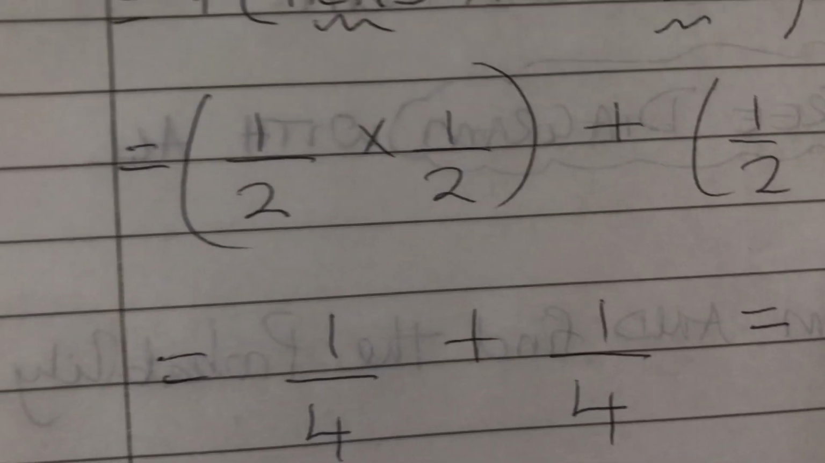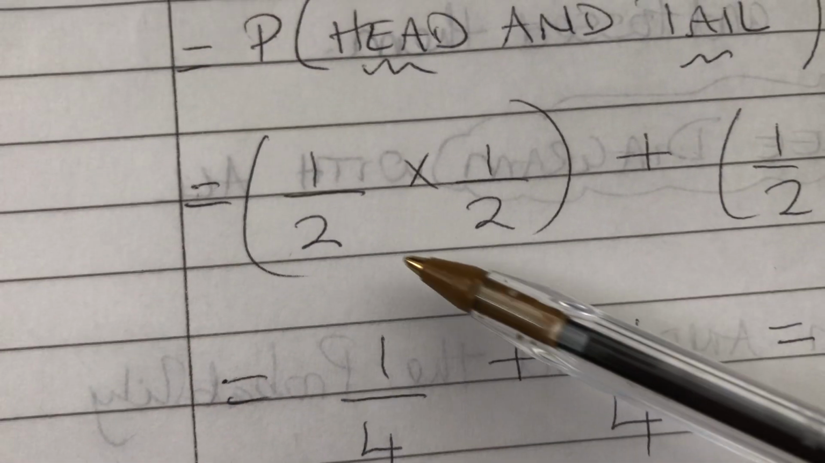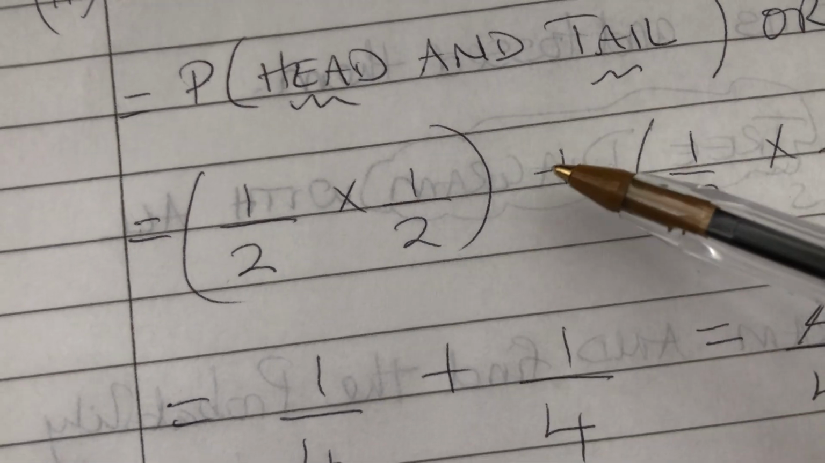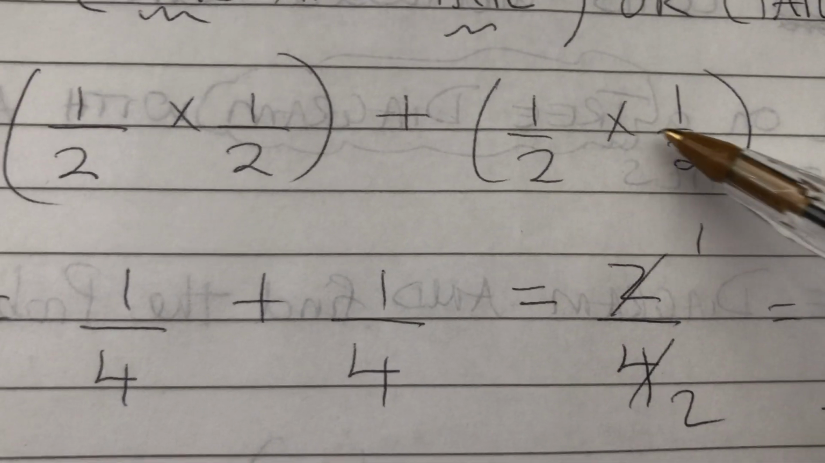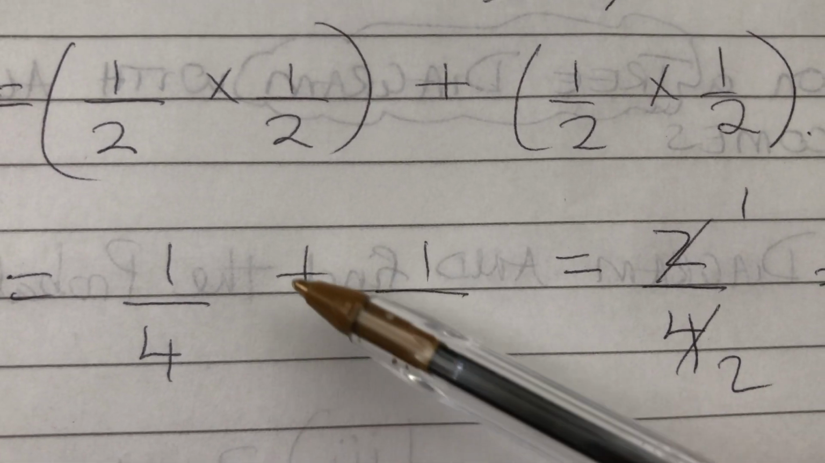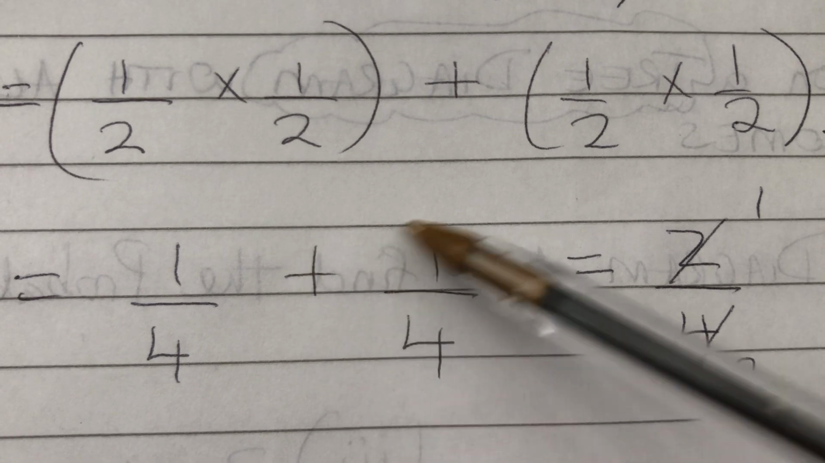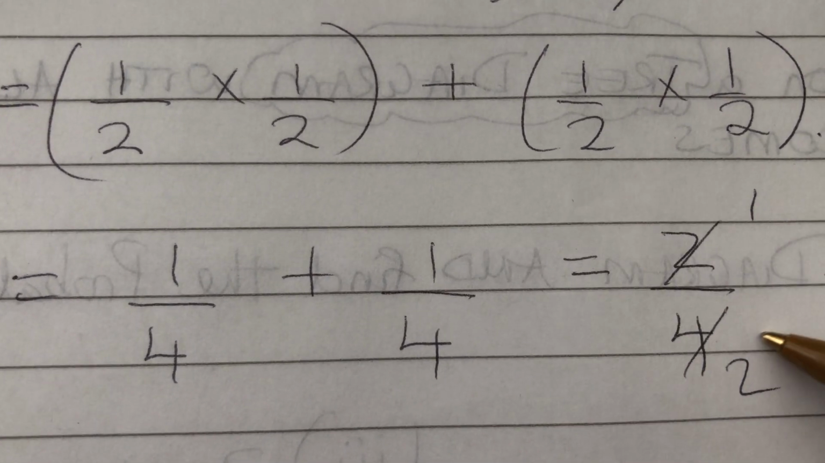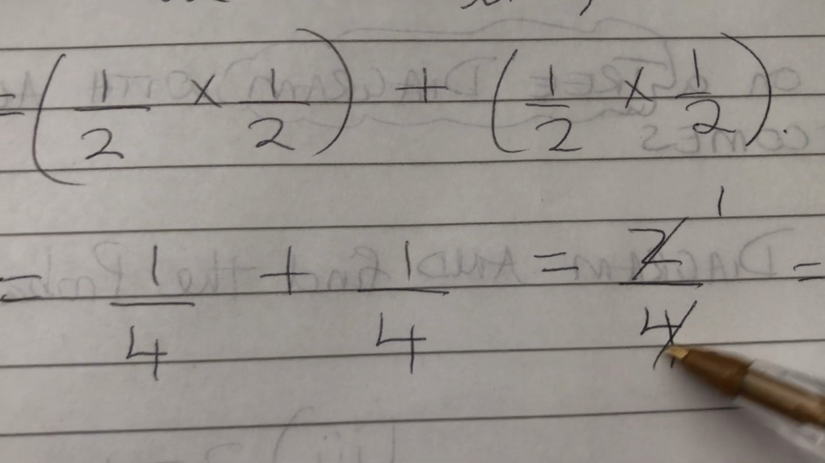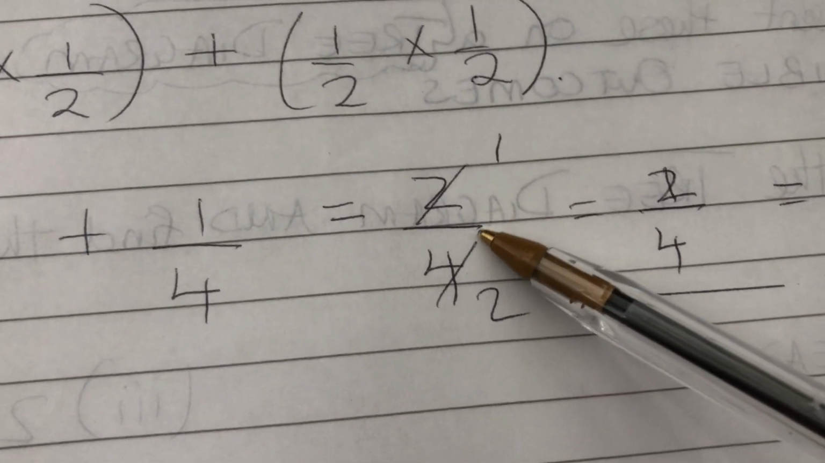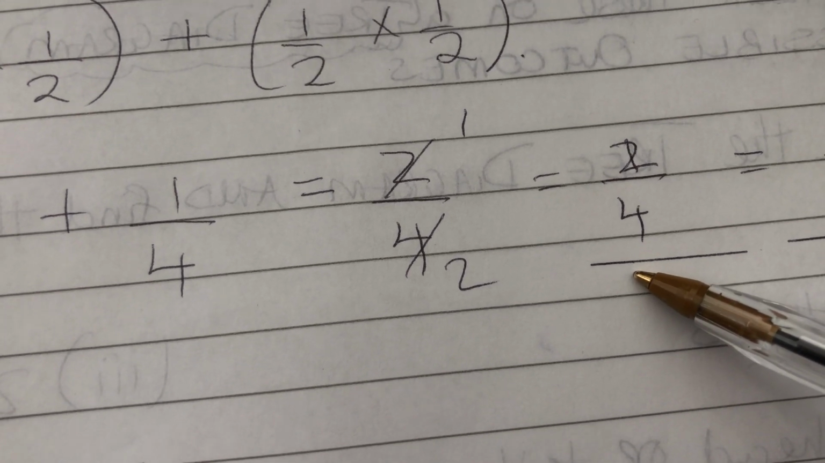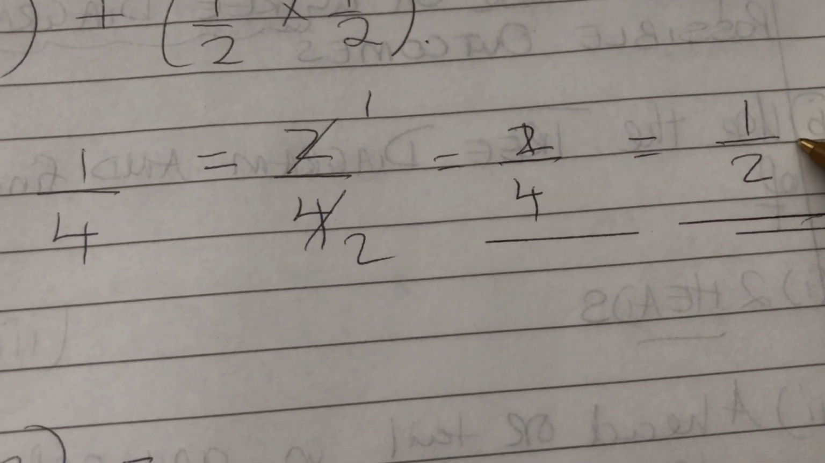And that is what I've explained here. Half times half, which is 1/4, plus half times half, which is another 1/4. Since you are adding, you add the numerators, the denominators remain the same. Okay, so you now have 2/4, which is 1/2. Okay, there.